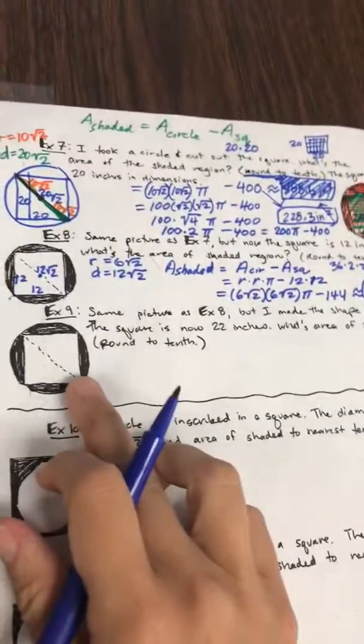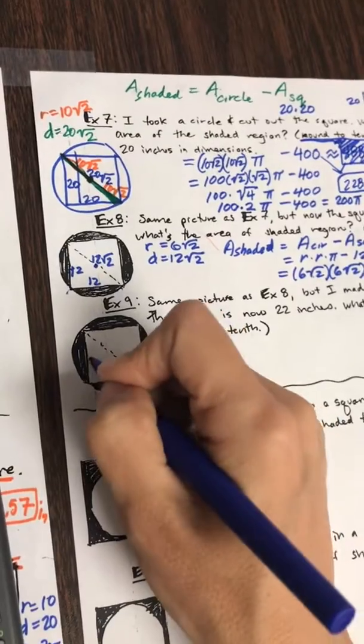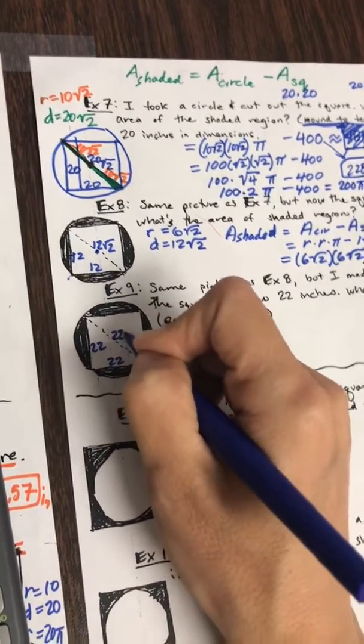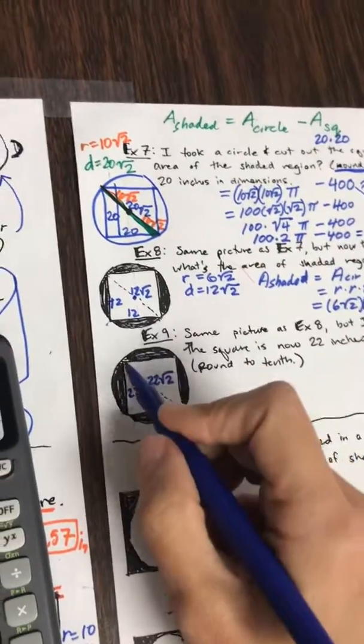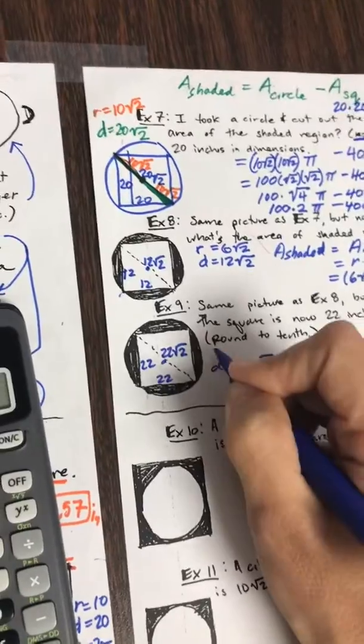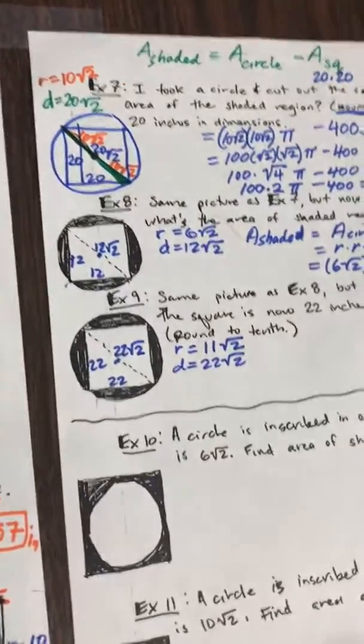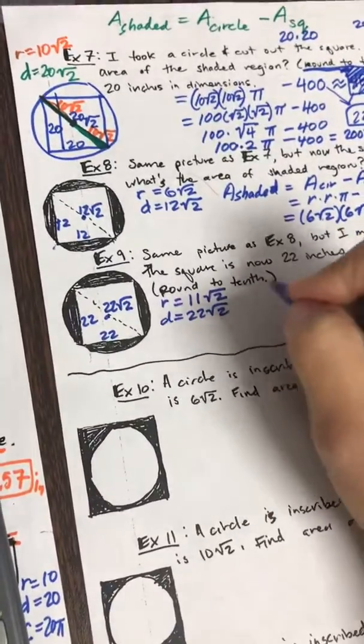Next guy. Now it says the square is 22 inches. So this would be 22 times the square root of 2. So half of that, if the diameter of the circle is 22 times the square root of 2, hopefully you're thinking the radius must be 11 times the square root of 2.